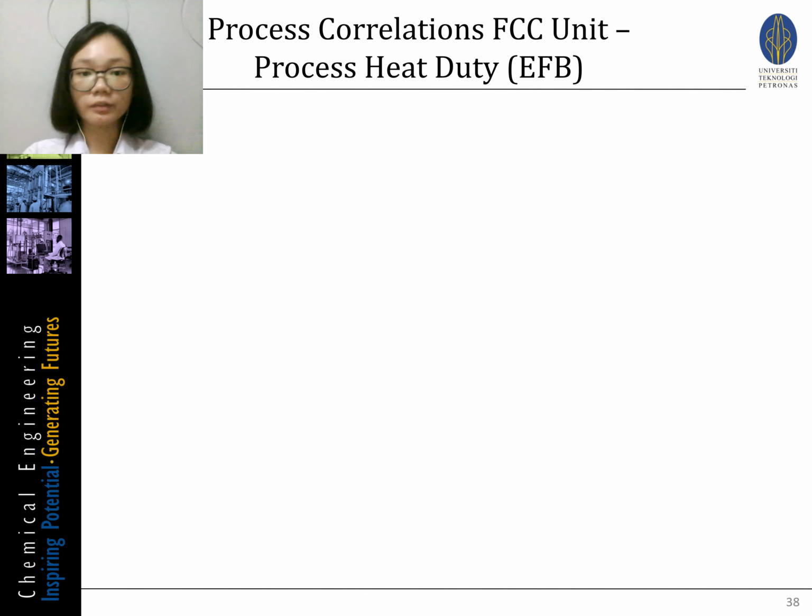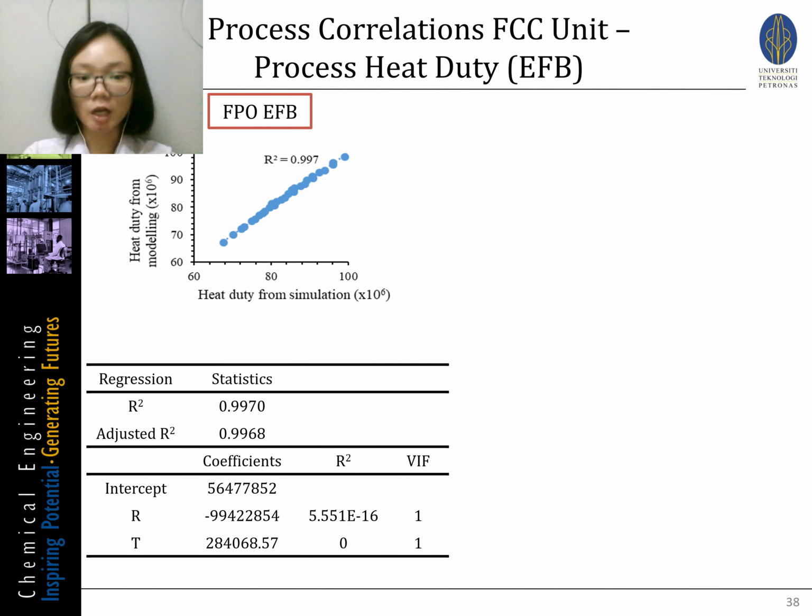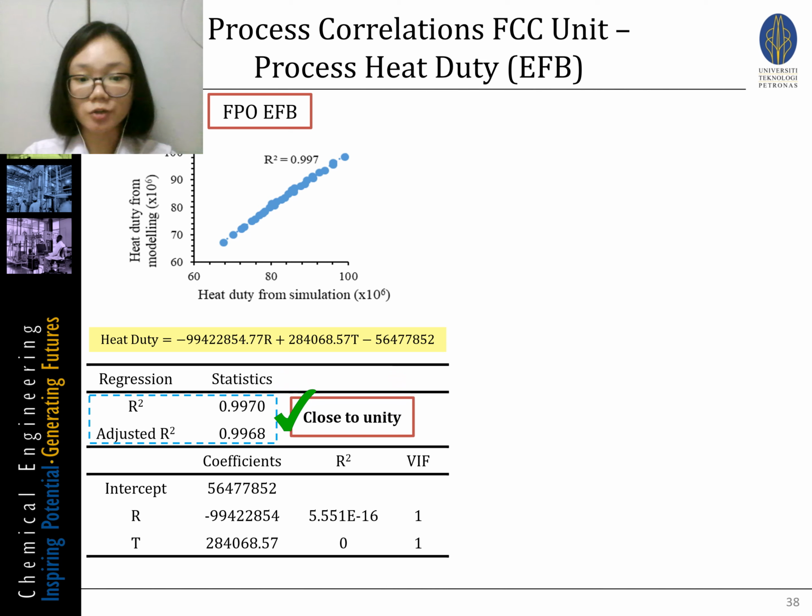So here we have the process correlation of the process heat duty from EFB barrel oil, and here is FPO EFB, and this is a result obtained from the surrogate model development, and this is the final form of the heat duty equations, which consists of R variable and T variable. The R squared and adjusted R squared is close to unity, and the VIF is also less than 5.